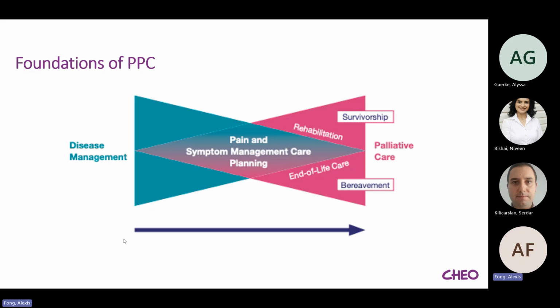Hopefully you folks have all seen the bow tie model of pediatric palliative care, showing that palliative care is consulted at diagnosis and is involved throughout the treatment or disease trajectory, either becoming more or less involved towards rehabilitation and survivorship, or to end-of-life care and bereavement.